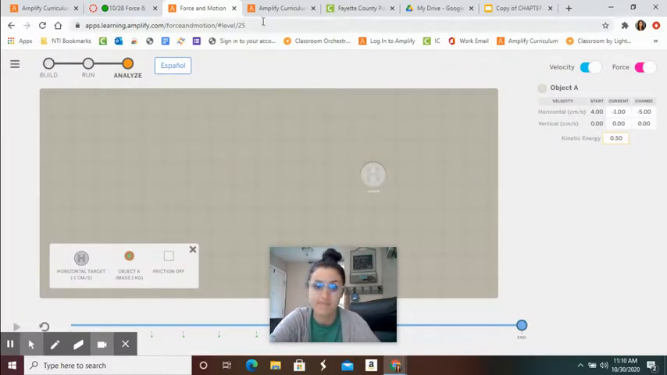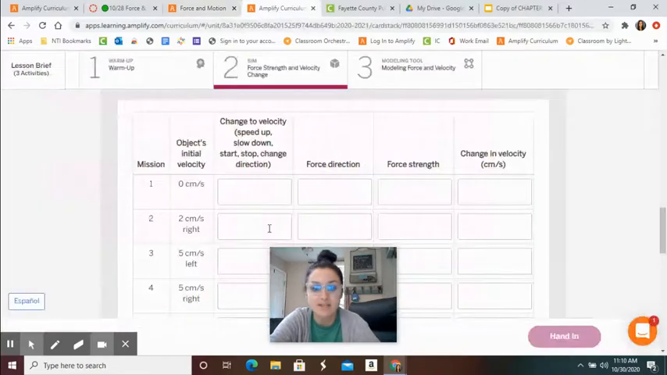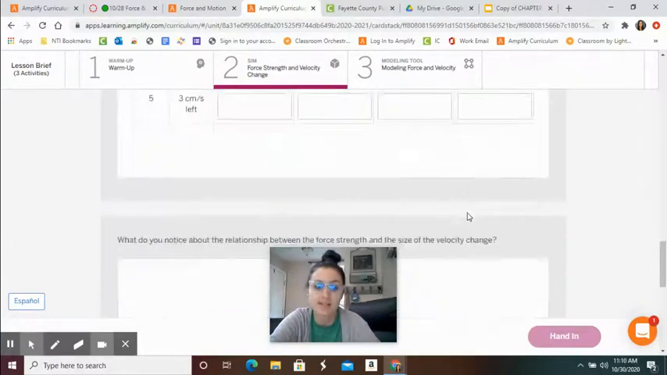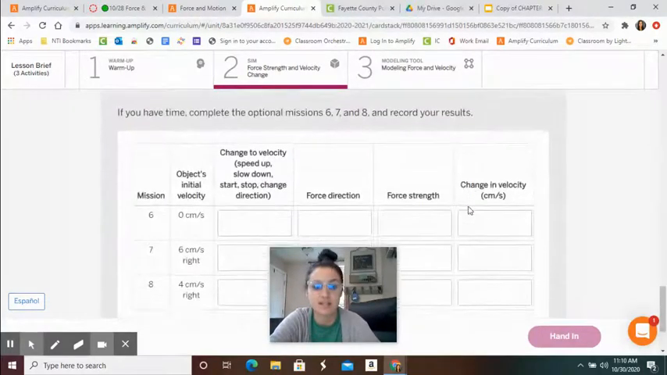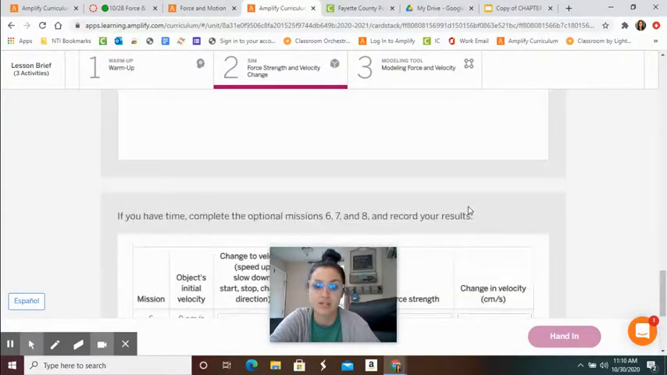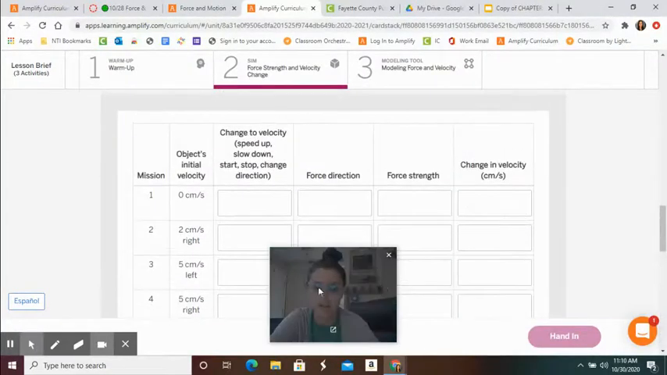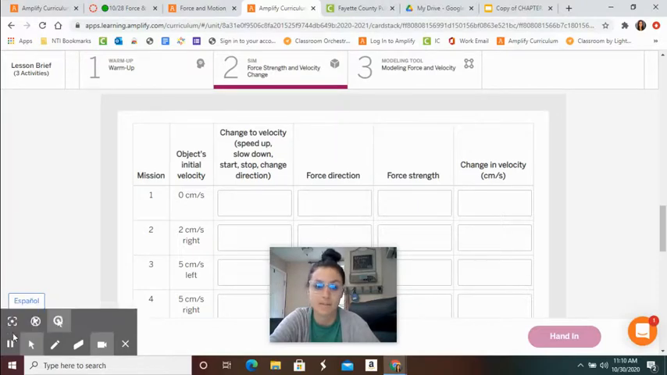I don't want to give you those answers because I just did all of the missions for you. So I'll have you figure that part out. And then there's questions for you to answer. Make sure you do all missions, all 8 of them. And remember, you do not need to worry about the modeling tool, which is activity 3.